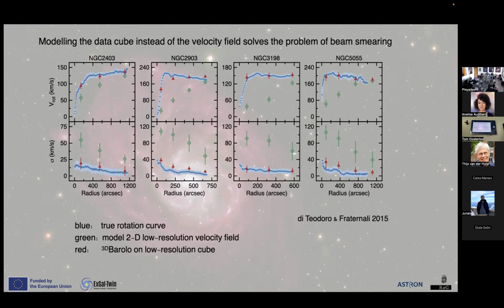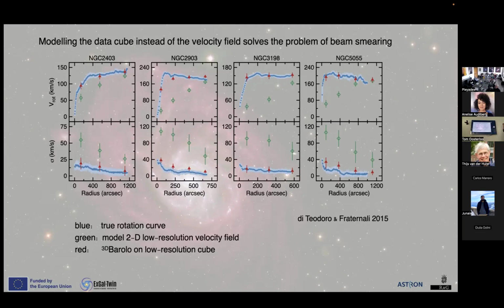And the difference is that in that data cube now, the smoothing due to the resolution is taken into account. It's in your model. And if you do that, you get these data points. And you can see that even though the resolution is very low, with this technique of 3D fitting, you recover the correct rotation velocity. So this is very important. For example, ALMA is detecting galaxy disks at redshift 4, and they are only a few beams in size. You have to use this kind of technique.